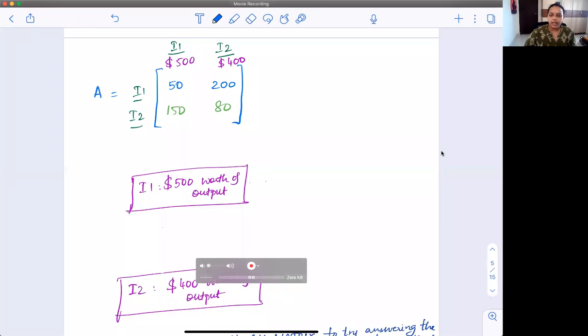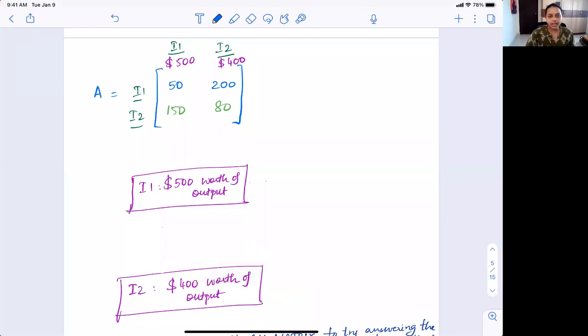Hello everyone. So this video is going to take off from where the previous video ended. So we have this matrix A here, which now describes the flow of goods between the two industries, I1 and I2. And we're told that I1, the first industry, is now producing $500 worth of output, and I2 is producing $400 worth of output.